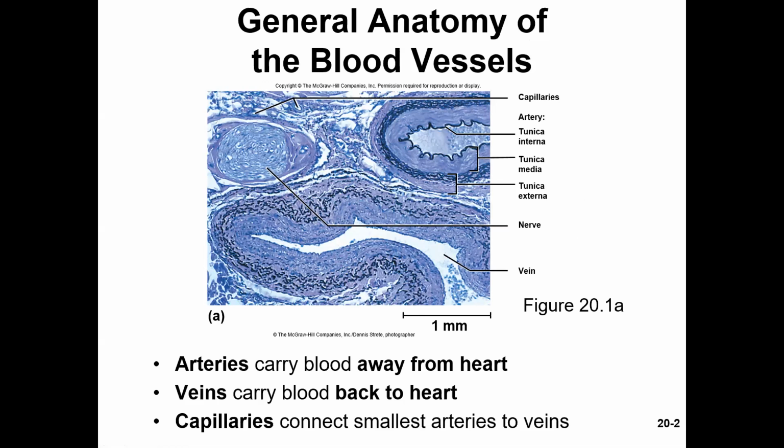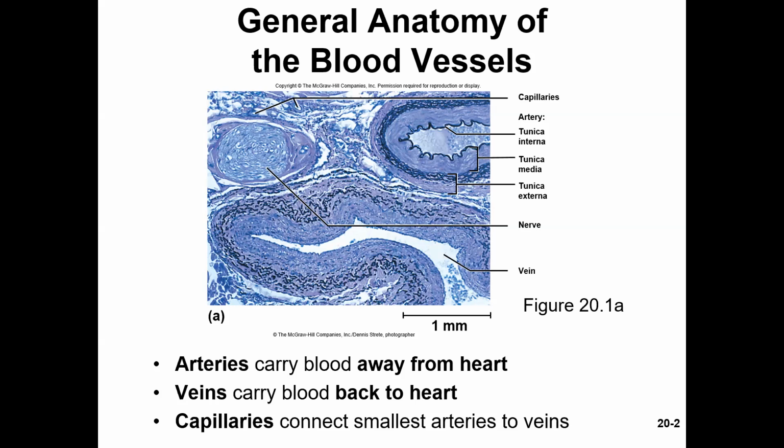So we can see capillaries. Within the artery, we see the layers of the artery, the tunica interna, the tunica media, and the tunica externa. And I think you can tell by the names where the layers of the arteries lie in relationship to one another. We can see a cross-section of a nerve and then a cross-section of a vein.